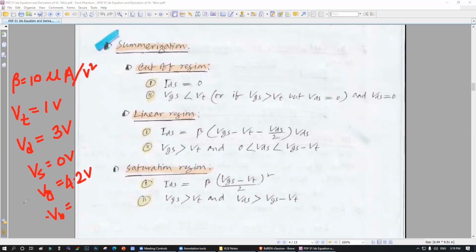Let's say your VB, B is the body voltage. Now this one and this one are not the same normally, but in 99% of cases, you will see these two are actually the same, 0 volt. Since they are the same, you do not have to worry about them, the body effect. Since your source voltage and body voltage are connected together and have the same voltage, we do not have to worry.